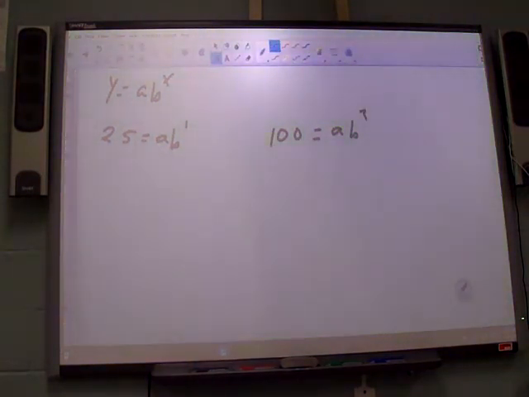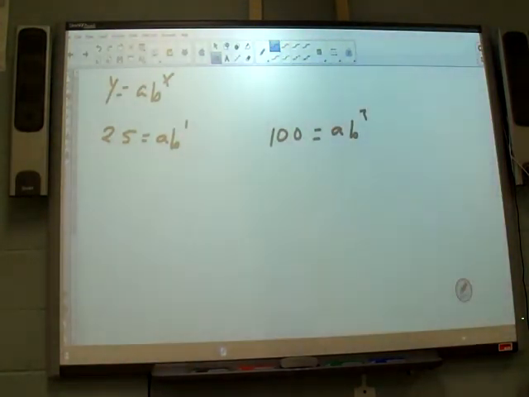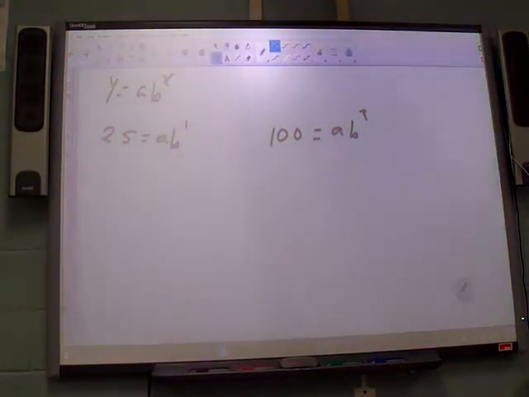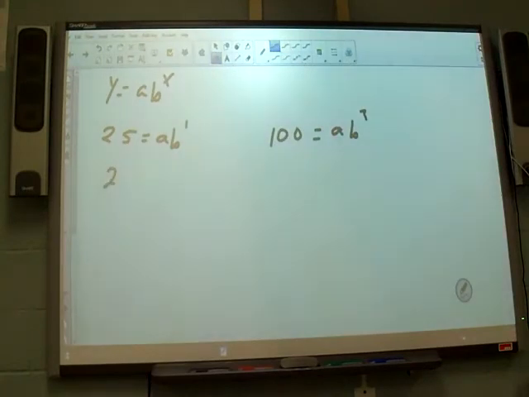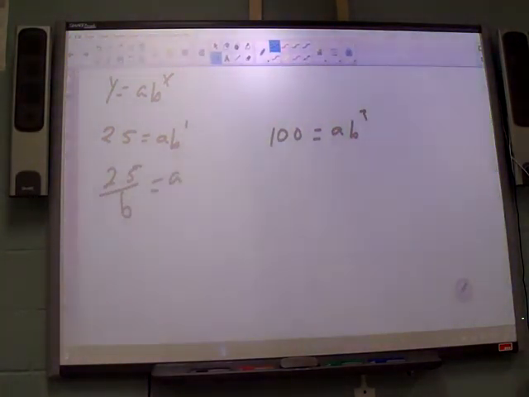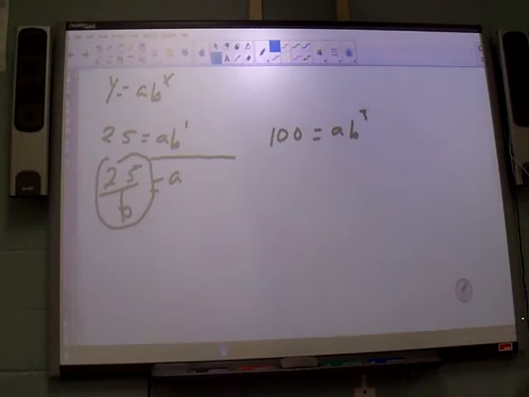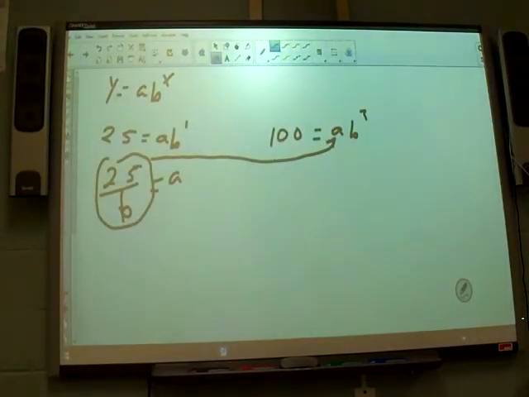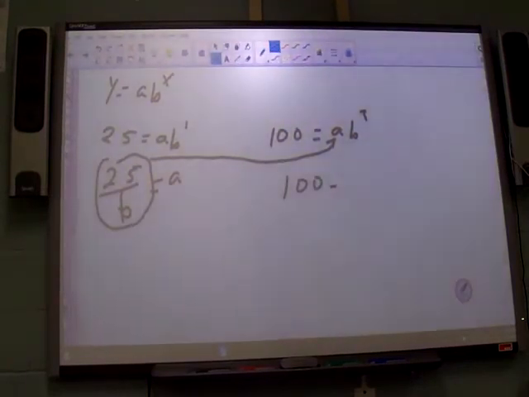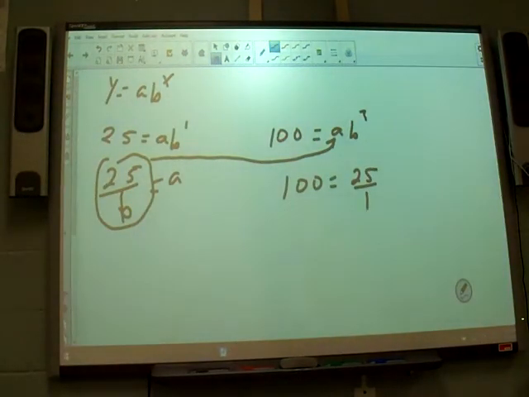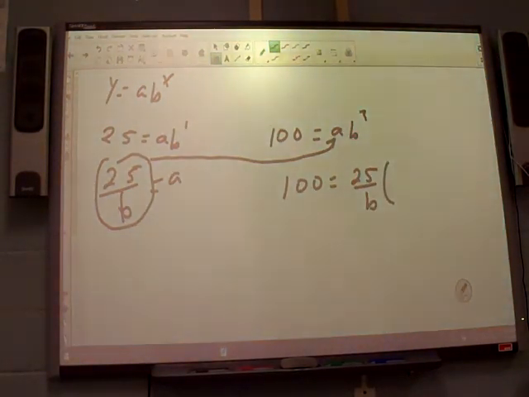Then what we did after that, we took our smaller one and solved it for a. Right now it's being multiplied by b, so we're just going to divide by b. So 25 divided by b is going to equal a. Y'all remember doing this Tuesday? Since that's a, I'm going to plug it in over there for a. So 100 equals 25 divided by b times b cubed.